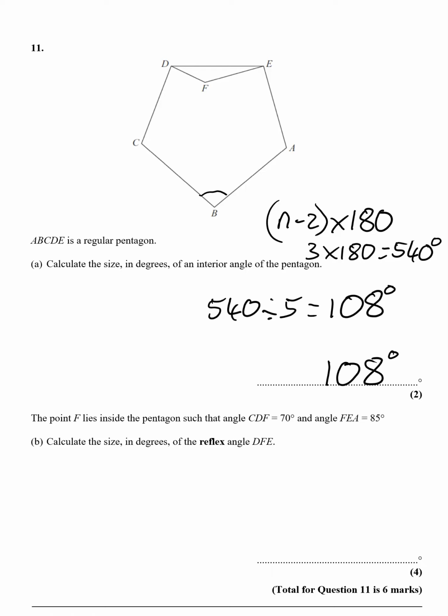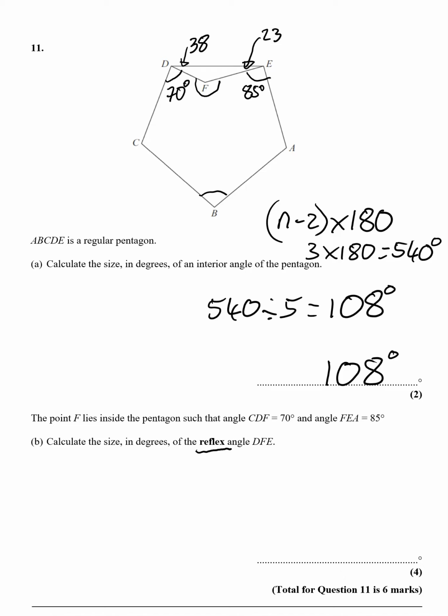Okay. The point F lies inside the pentagon such that CDF is 70. Let's label the diagram. FEA is 85. Calculate the size in degrees of the reflex angle DFE. Well, the reflex actually is that bit, but I'm going to work out the inside, the obtuse angle first, because I know this angle here is basically 108 take away 70, so that's 38. That angle there is 108 take away 85, so it's 23.